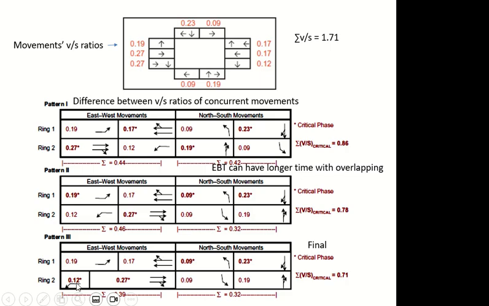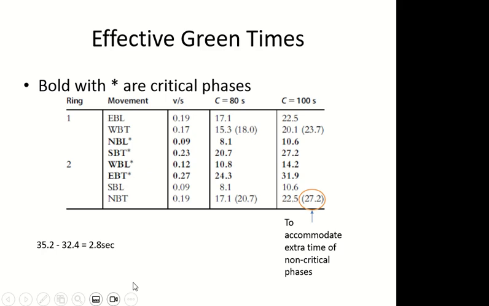So this is westbound left plus eastbound through. Westbound left, eastbound through. 10.8, 24.3. If I take the other combination, 17.1, 15.3, this is lower. So I'll take this one. Now if I take this one, 10.8 plus 24.3, the answer is 35.2. If I add these two, the other sequence, 17.1 plus 15.3, I get 32.4. Now they are parallel. The sequence is parallel.